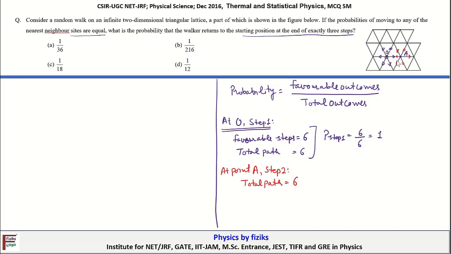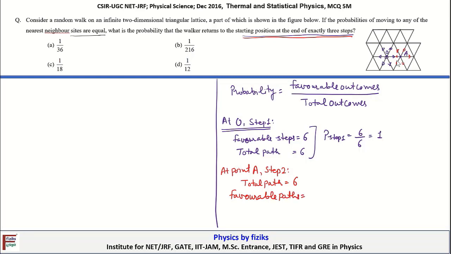But now the question is, what is the situation that is given to us, that the random walker has to take exactly 3 steps and again come back to the point O. So total paths, they are 6, but we have to now figure out the favorable path. Okay, so let's try to do that. Favorable paths.